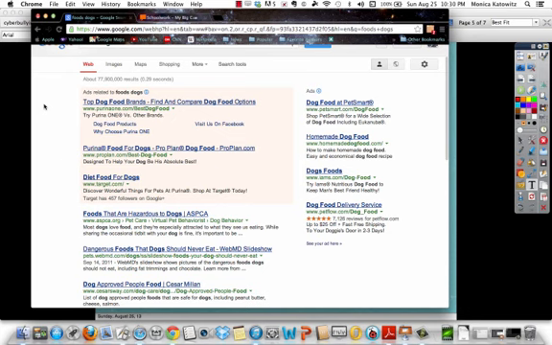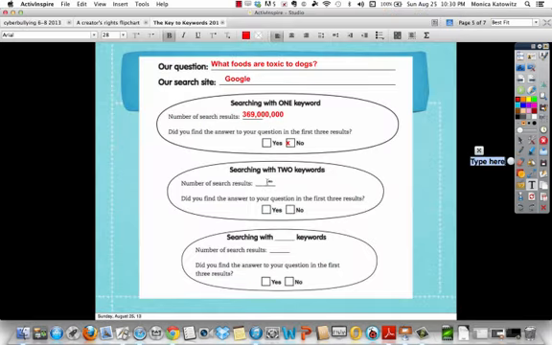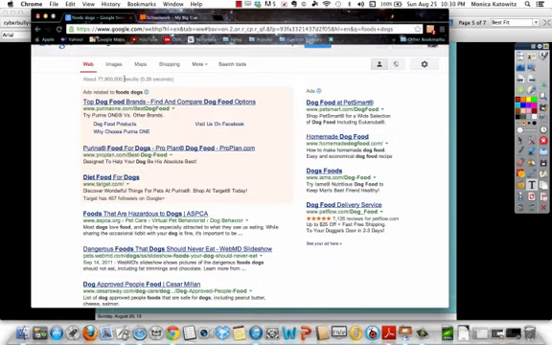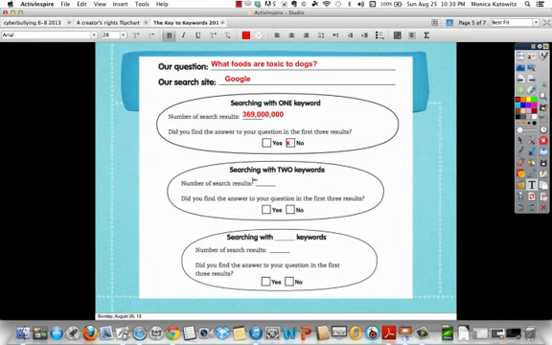Oh, well, look at that. Number of search results. Oh, sorry, got it back. That's a little bit better. 77 million instead of 379 million. Okay. 77 million. So we're just going to write.